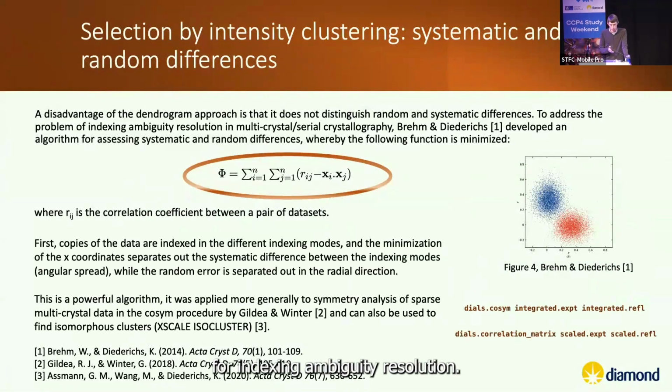For indexing ambiguity resolution, you basically make 2 copies of the data in the 2 indexing modes, and then you do this minimization process. Systematic differences get separated out in angle, and then the distribution in the radial direction is indicative of the random error. Now, this is a very powerful approach. It was used by Gildea and Winter more generally to do symmetry discovery in the cosym procedure, and it can also be used to find isomorphous subclusters of data.